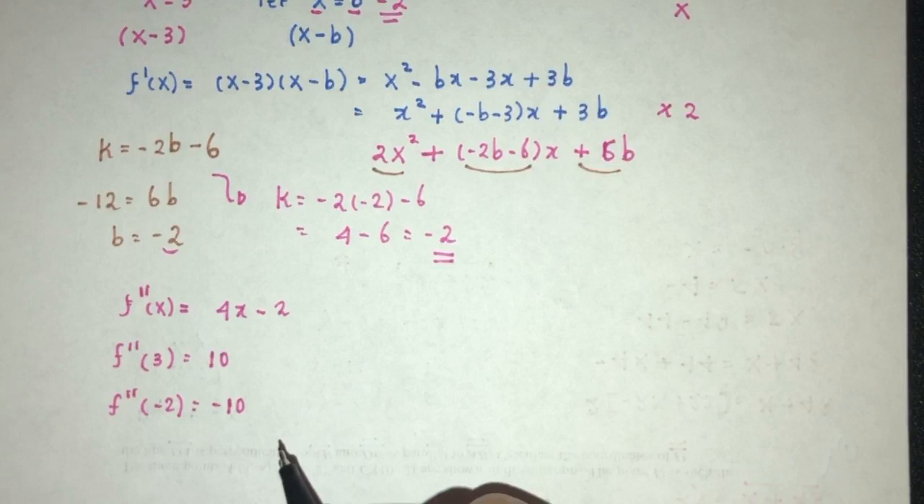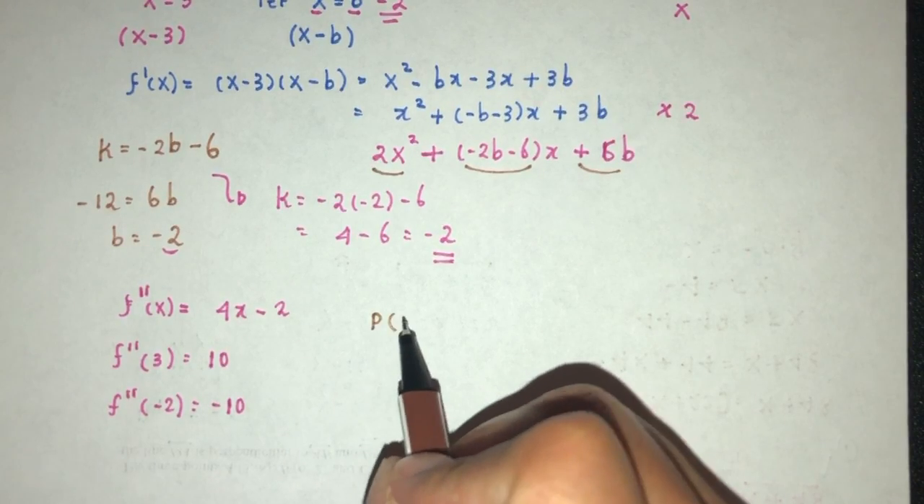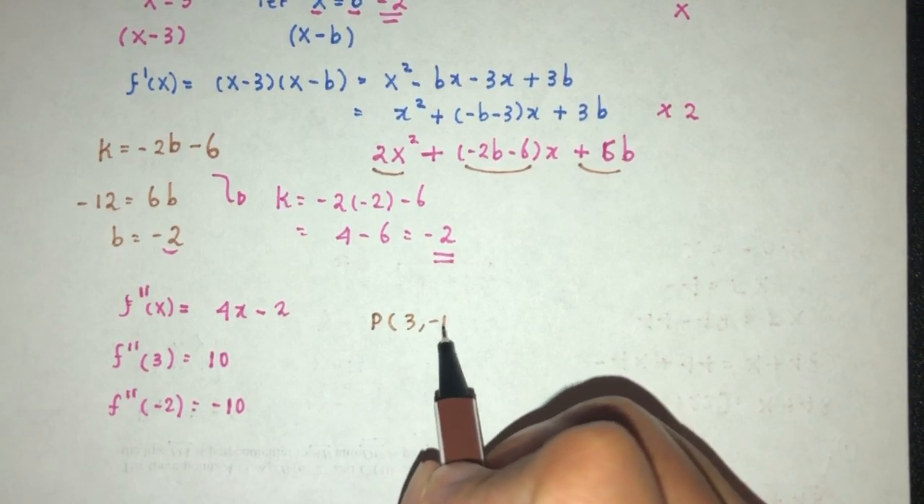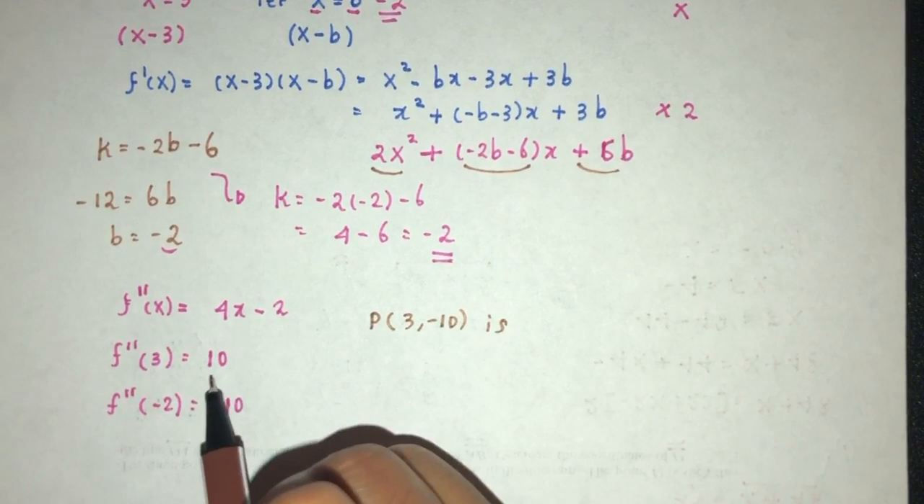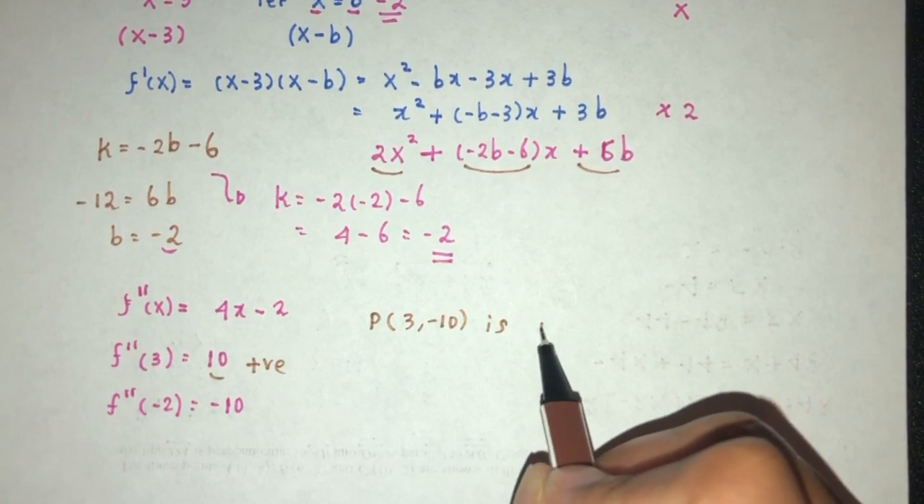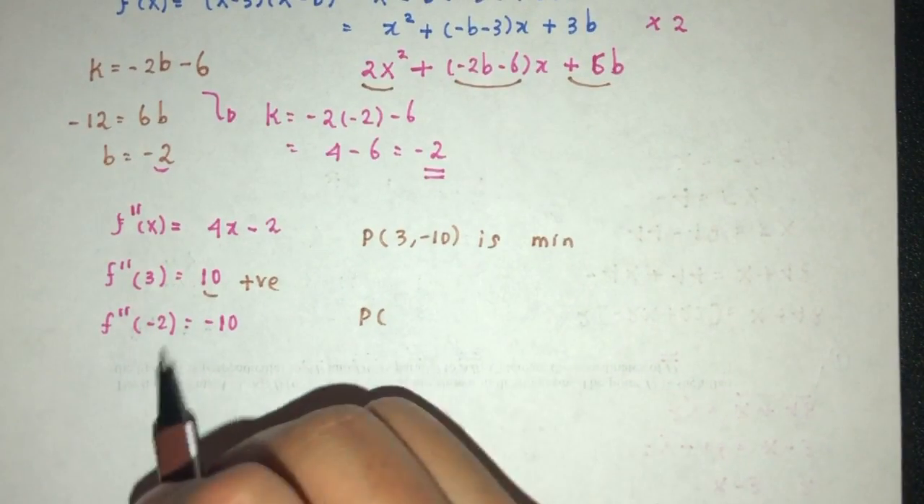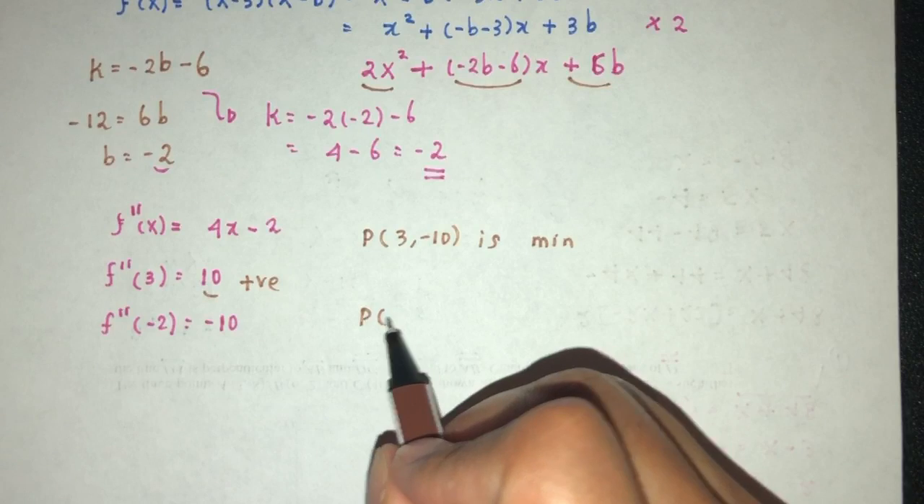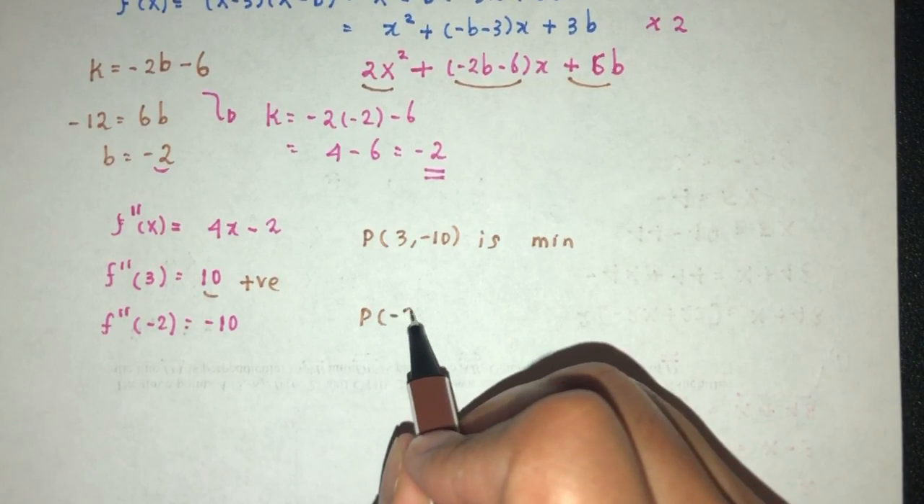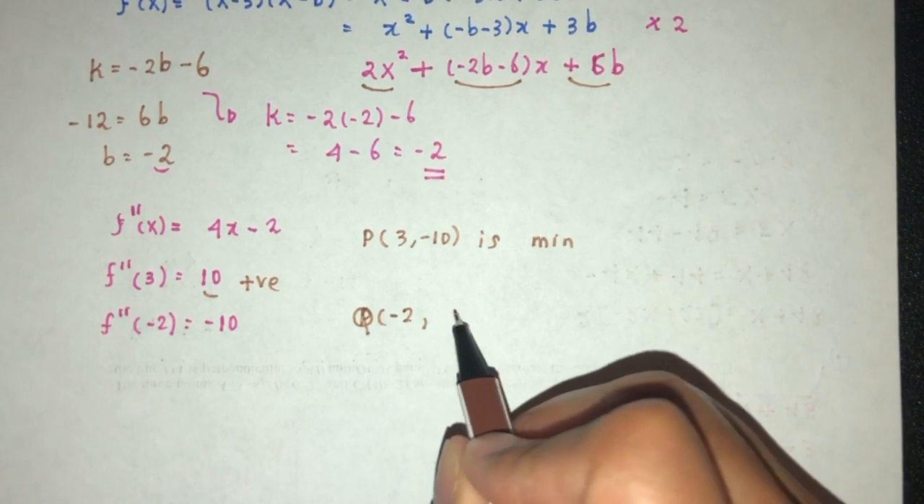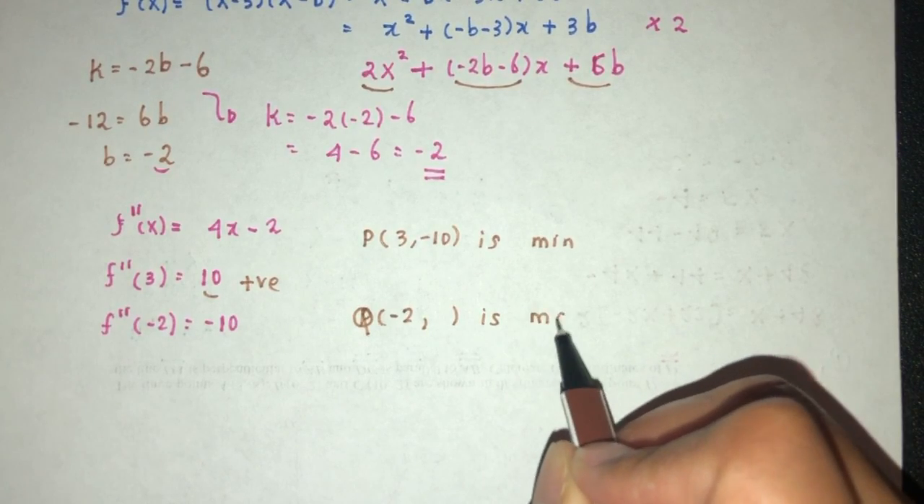So you can write the nature of the points. So the point p is 3, 10. Because it is a positive value, it will be a minimum point, and obviously the other one will be what? If it is negative, this is the point q, it is a maximum point.